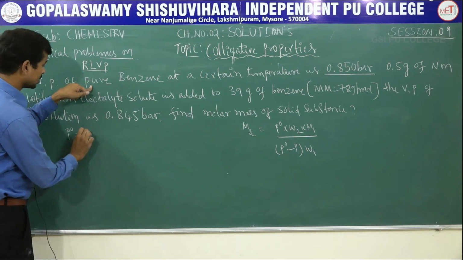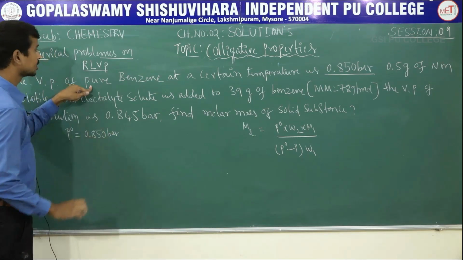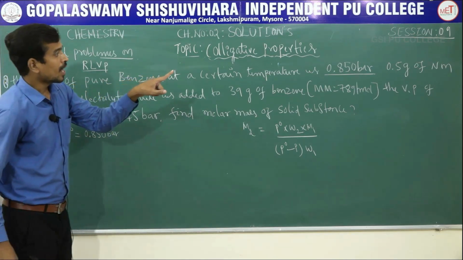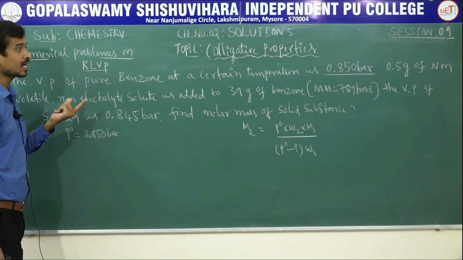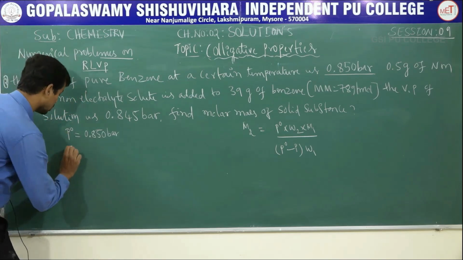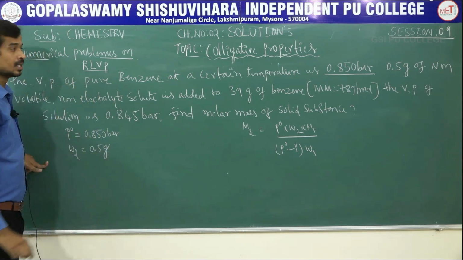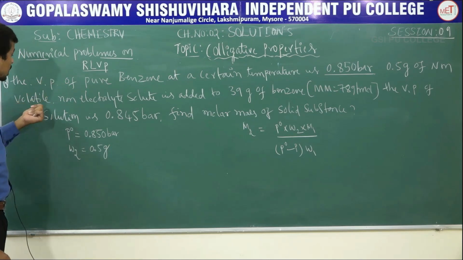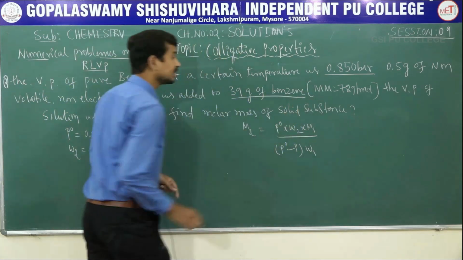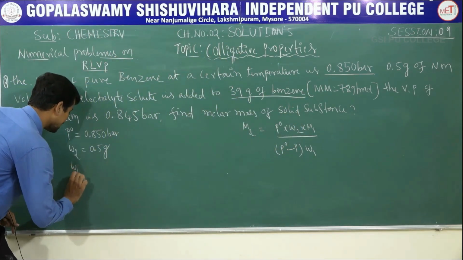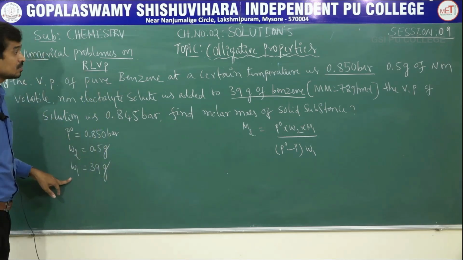What is P0? 0.850 bar. 0.5 gram of non-volatile non-electrolyte solute, that is W2. W2 is equal to how much? 0.5 gram. 0.5 gram of non-volatile non-electrolyte solute is added to how many grams of benzene? 39. The mass of solvent is equal to how much? 39 gram. Mass of solvent means benzene.